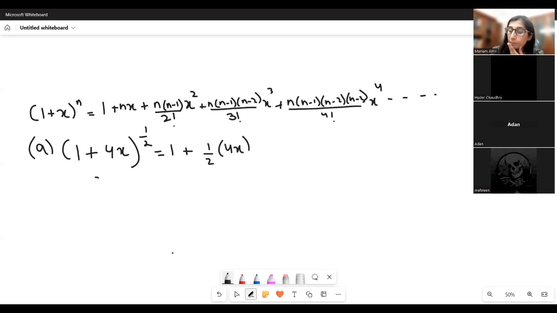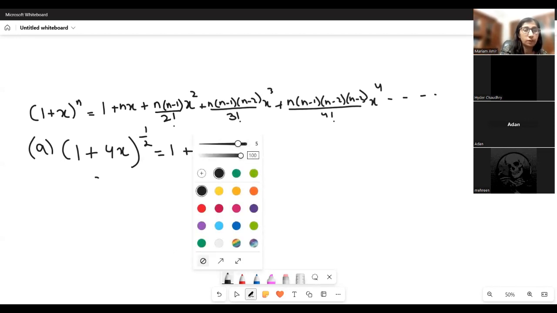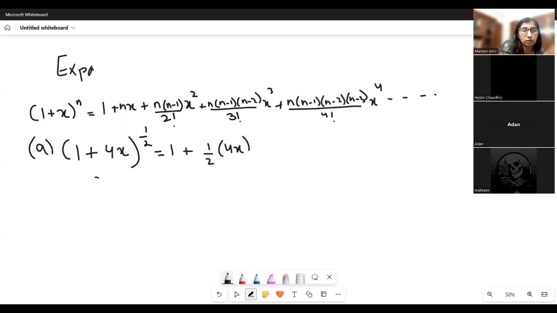So the question is expand up till x square term. So let me just write that down. Expand till x square, not beyond that. Okay, so this is not x square, so we need to go to the next term.